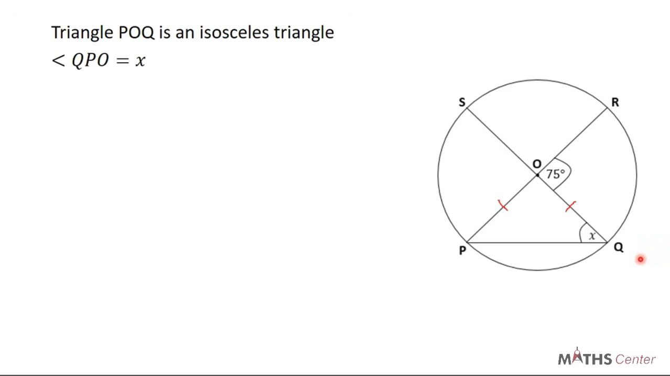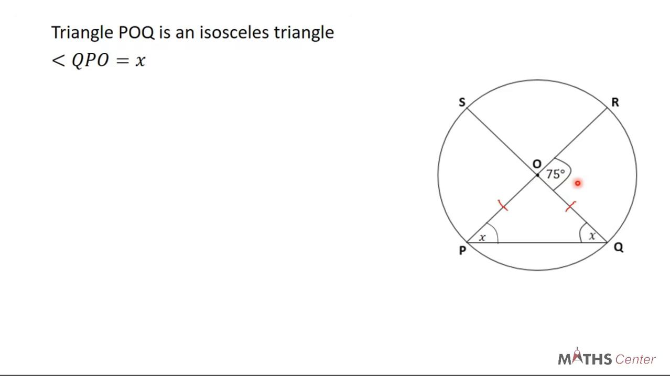So QPO, that is the angle created here, will also be S because the angle here is S. So what it means is that because POQ is an isosceles triangle, if the angle formed here is S, the angle created here will also be S. So we have here to be S, here to be S, and we have this exterior angle here for the triangle to be 75 degrees.